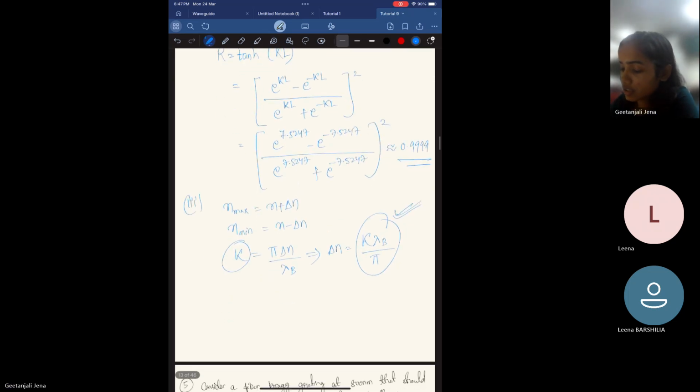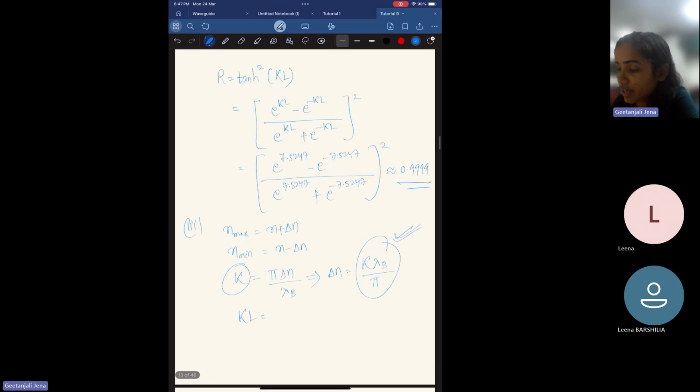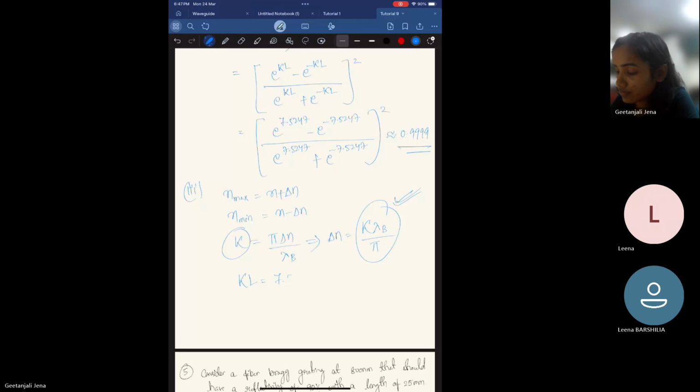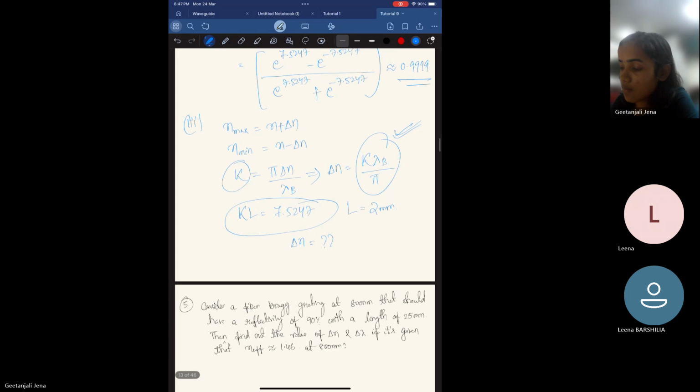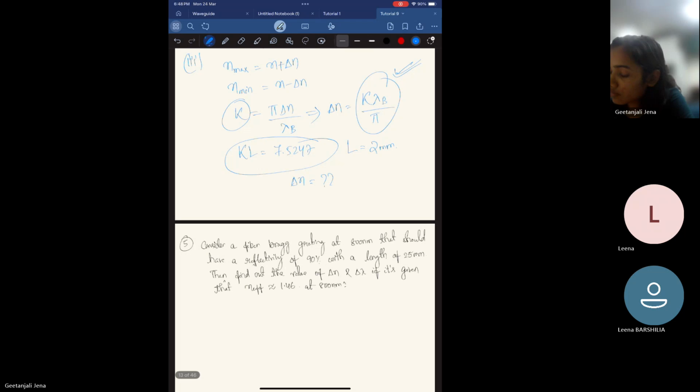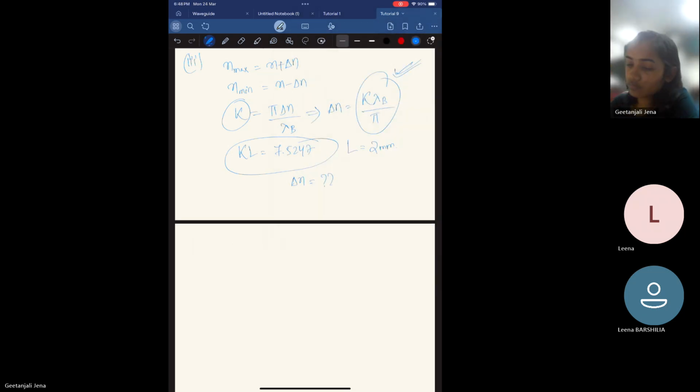So given kappa L that we have calculated before is 7.5247, and L is given, it is 2 mm. Then what will be delta n now? Please calculate it.